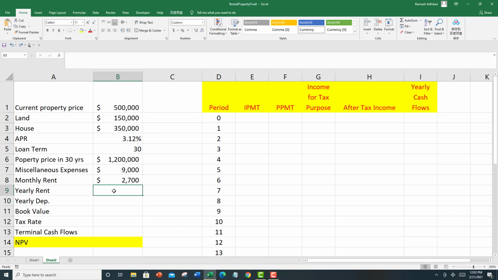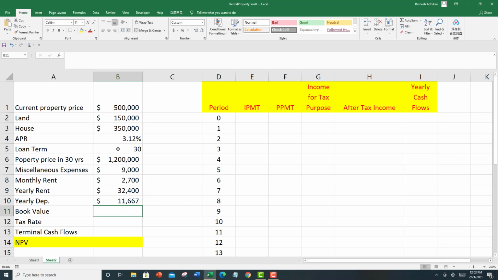Okay, so first let's compute what is going to be your yearly rent, and as you know, this is simply your monthly rent times 12, right? So that's your annual rent income. What is the depreciation? Depreciation is simply the current home price divided by 30, right? So that's our annual depreciation.